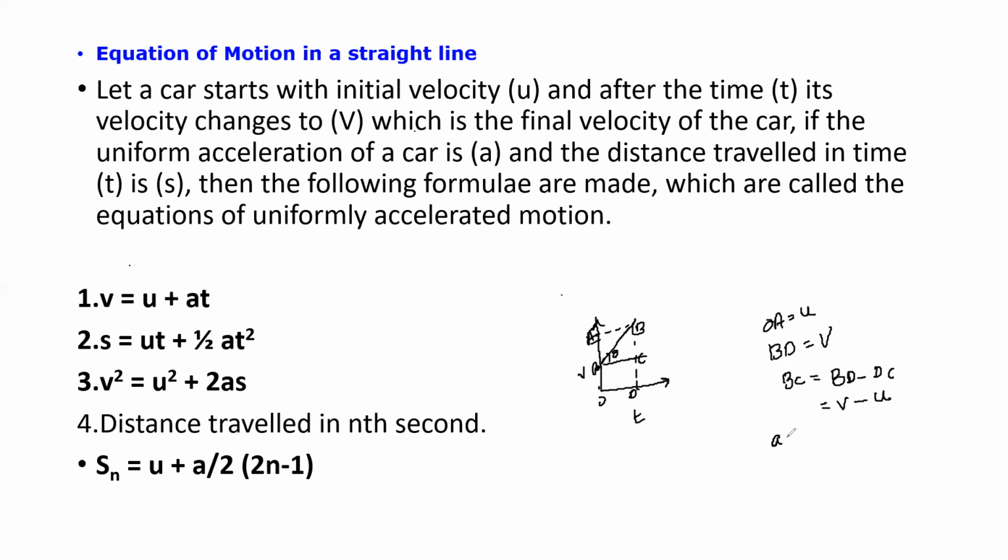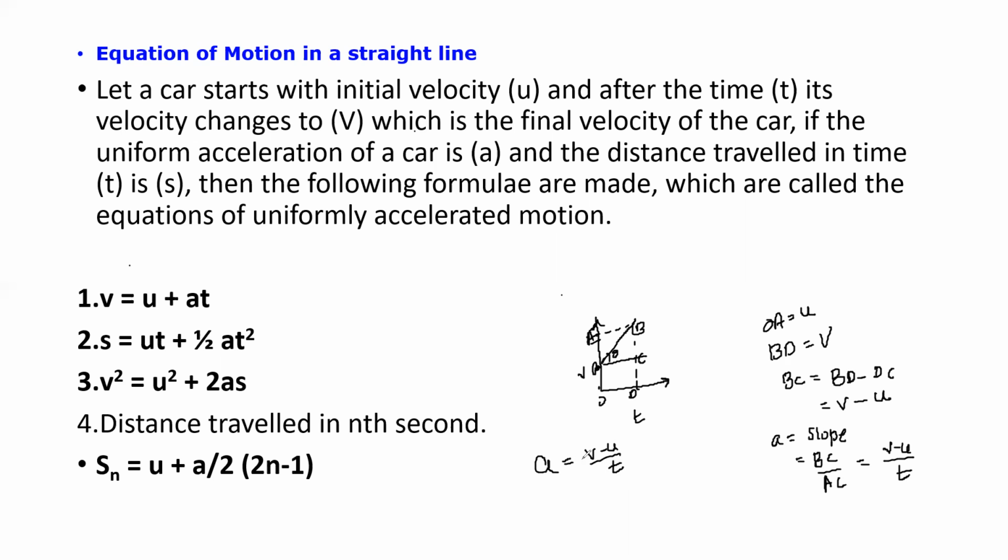Therefore, acceleration, how do we define it? Acceleration is nothing but the slope of the v-t graph. From the figure, the slope is given by BC divided by AC. BC value we just saw is v minus u, and AC value is t. Therefore we get the equation a is equal to v minus u divided by t.